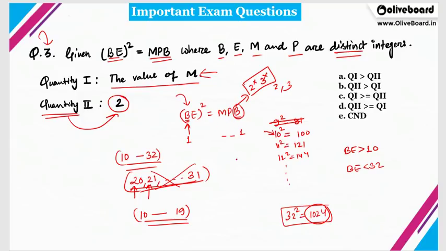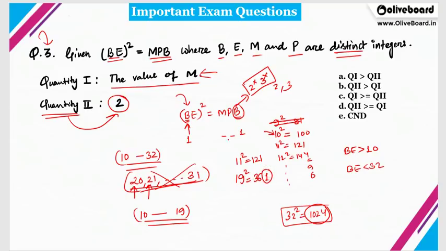So I can directly say that 11 square is 121, and 12 square will be having 4, 13 square will be having 9, 14 square will be having 6. So these values are not possible. The only value is 19 square. 19 square is 361. So again I am getting this one value.